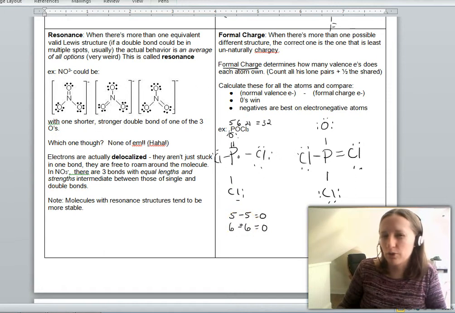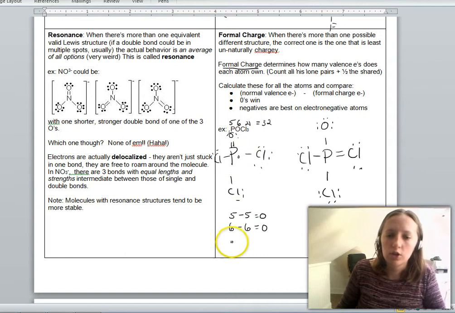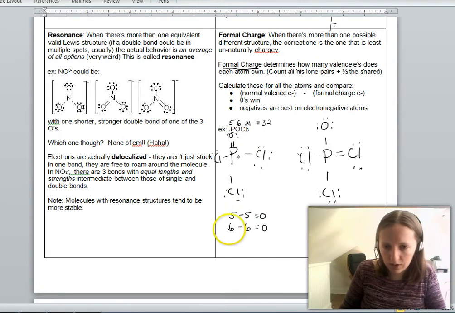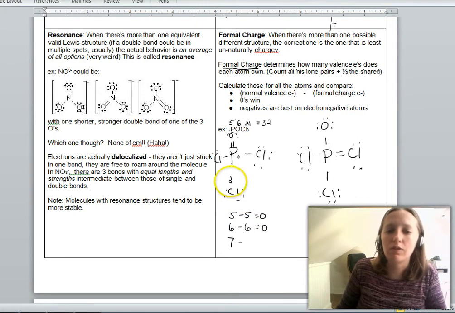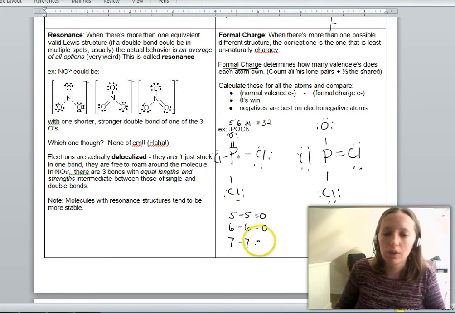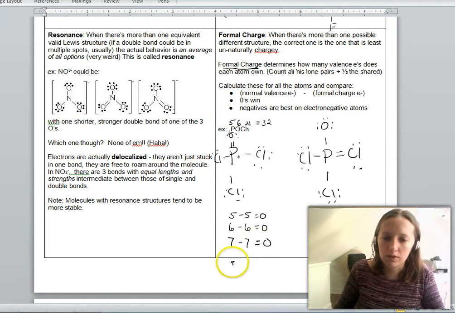The formal charge. It's not a real charge. It's sort of a pretend charge. And then for the chlorines, normally you've got 7. And what chlorine has is all of its lone pairs, so 1, 2, 3, 4, 5, 6, and half of its bonds, so 7. So what we end up with is basically a score of 0, 0, 0.